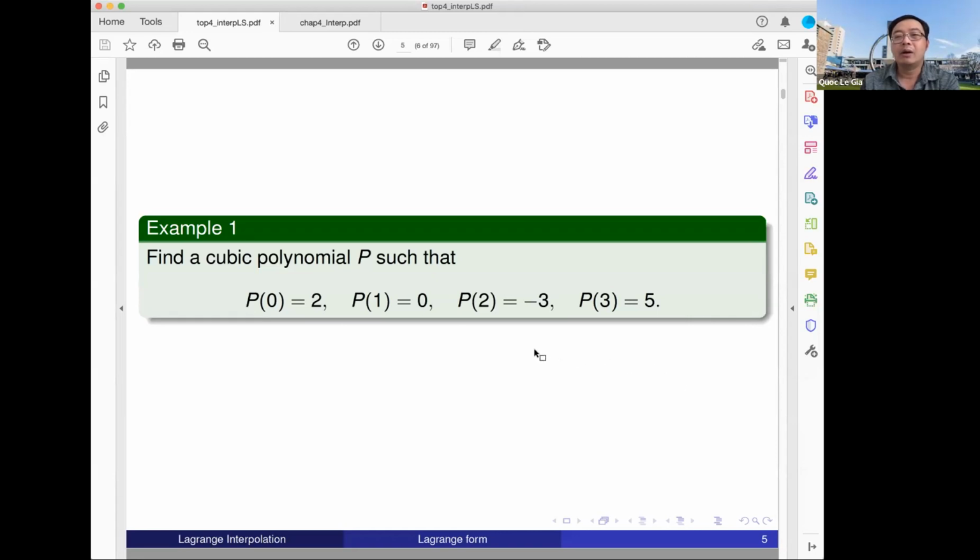Okay, so now go back to this example. So how do you find this polynomial? How do you find this polynomial? So what is a cubic polynomial?